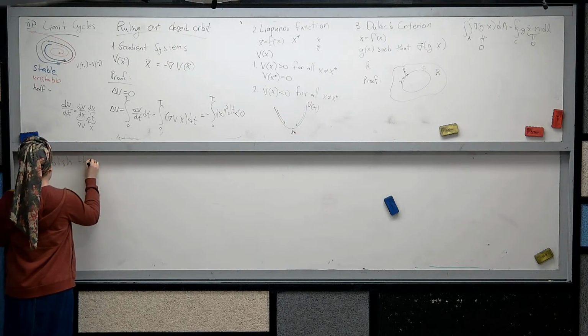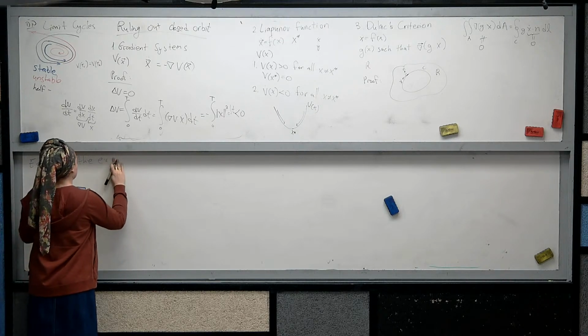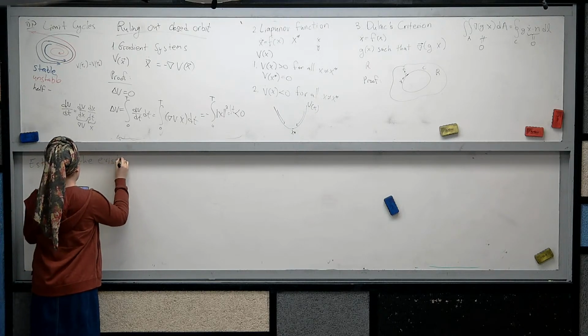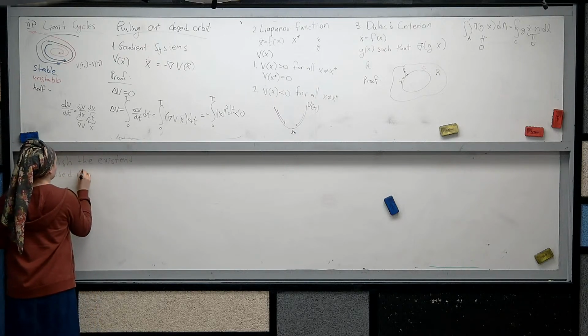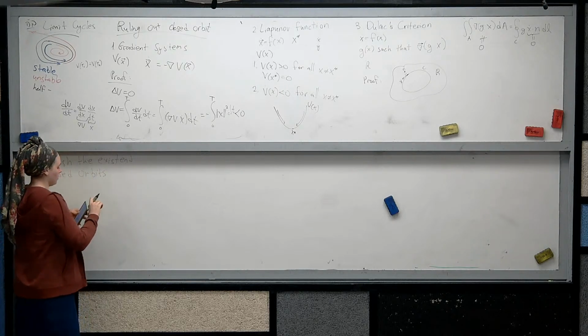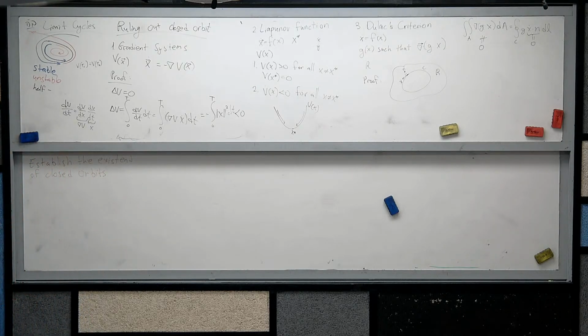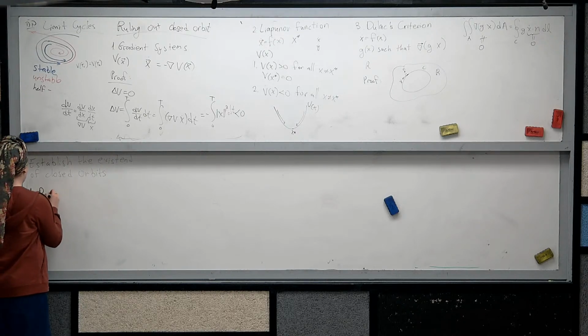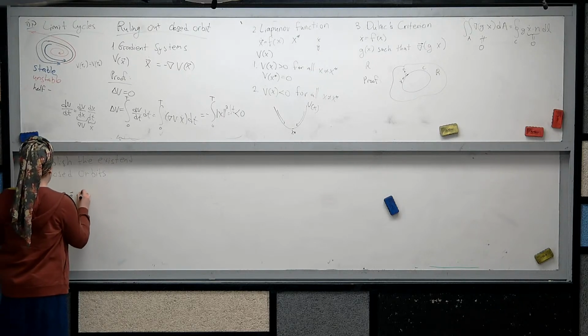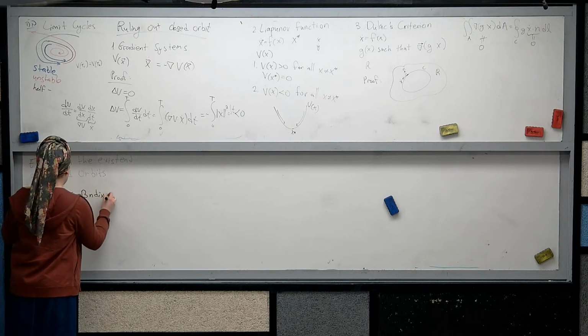Establishing the existence of closed orbits. How can we know that there are closed loops? So again, we have some methods. First, Poincaré-Bendixson.